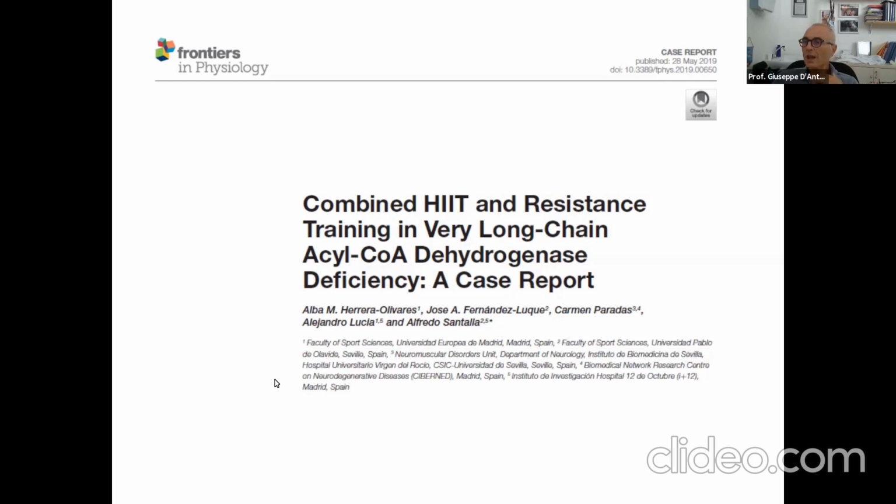There are three phenotypes of the disease. One is very severe, a cardiomyopathic form. The other one is mild. The third is the myopathic form, and Santalla's group was dealing with this one.